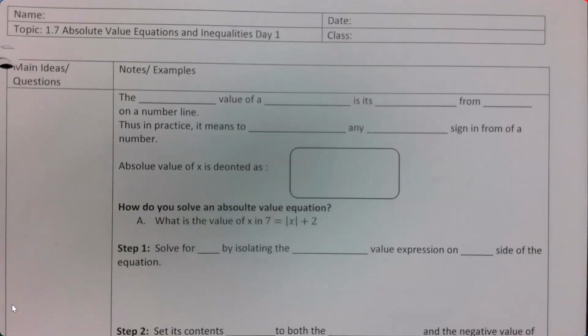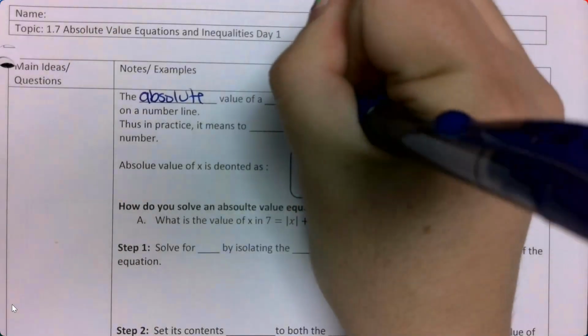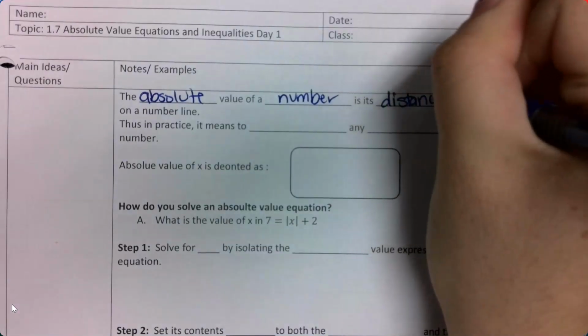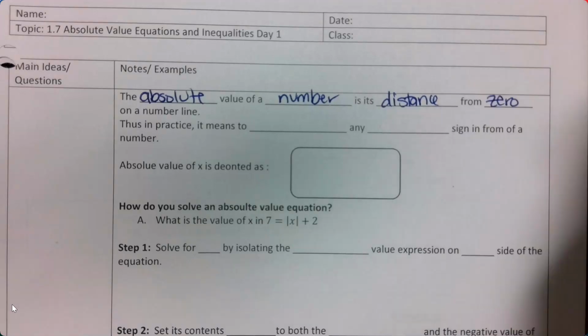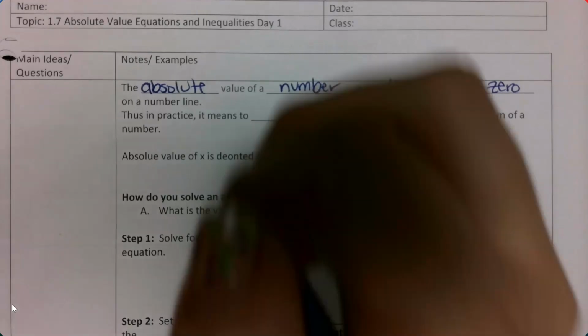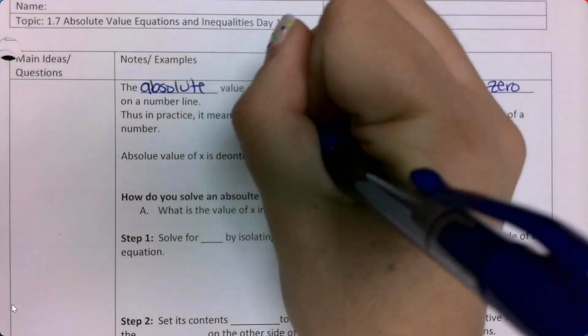Notes, we are working with absolute values. So remember, the absolute value of a number is its distance from 0. Because people remember from last year. So when we're doing this, it just means to remove any negative sign in front of a number.